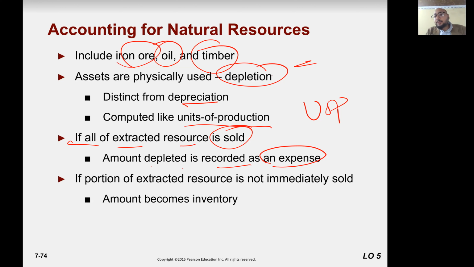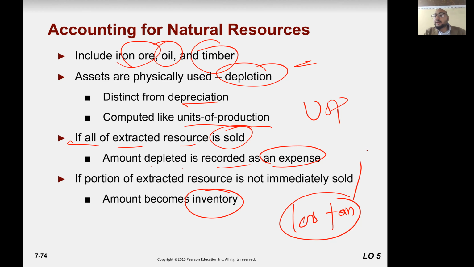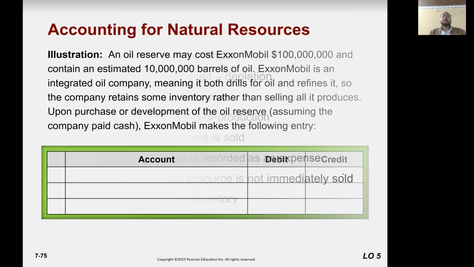Plus, the depletion is added to the cost of goods sold. If all extracted resources are not sold, then the remaining amount will become your raw material inventory. For example, you have a salt mine and you extracted 100 tons of salt. If you sell 100 tons, this 100 tons will be the depletion, added to your cost of goods sold. If you sold 60 tons and 40 tons are left, 40 tons will be your inventory, 60 tons will be your depletion.